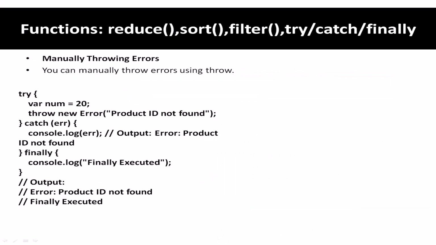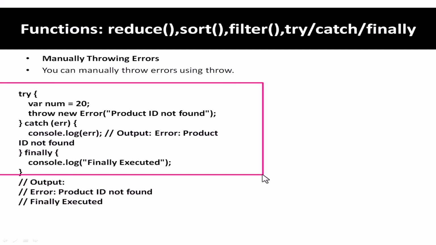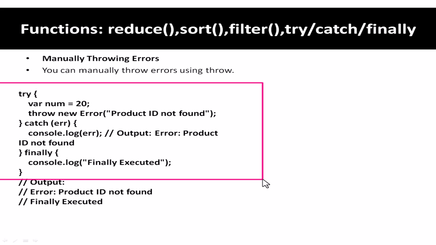Next, here is another example. Here we have an example try. Variable number equal to 20. Here we are using a throw. Throw means we are going to check the product, and that particular product may not be found, so product ID is not found. Throw is going to throw the error from the program. Next, catch error. Whatever error has been found will be caught here.